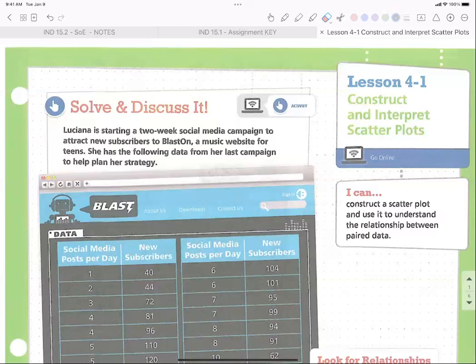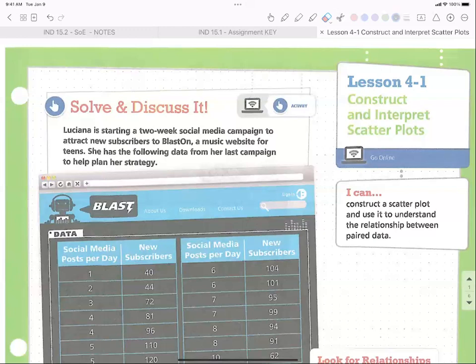I want you to use this blank space at the bottom of your page to write these 4 words and that they all mean the same thing. Okay, so take a minute and write this down. The word trend, the word association, correlation, and relationship. You're going to see a lot of these terms used interchangeably. They all mean some sort of pattern that you can see on your graph once you graph all the points.